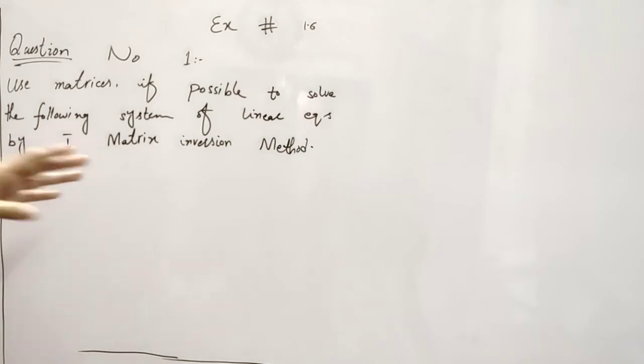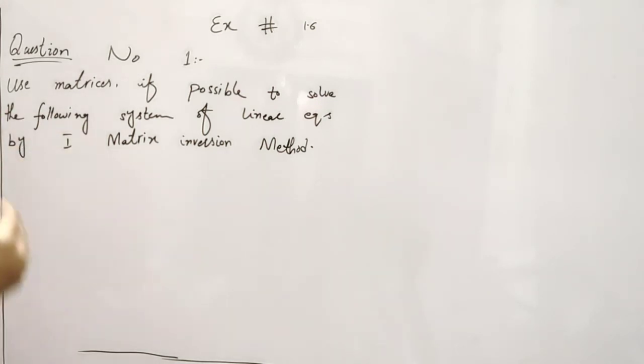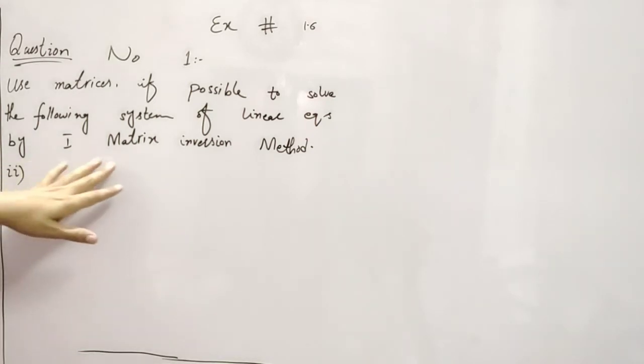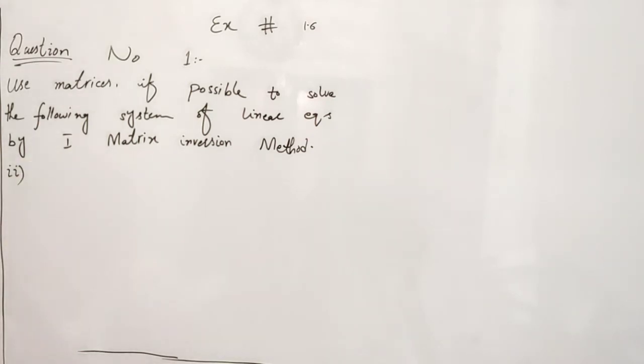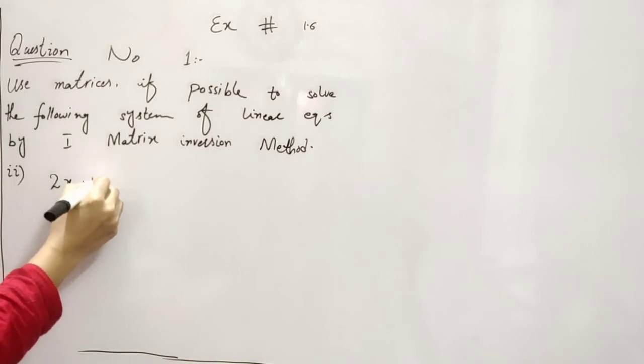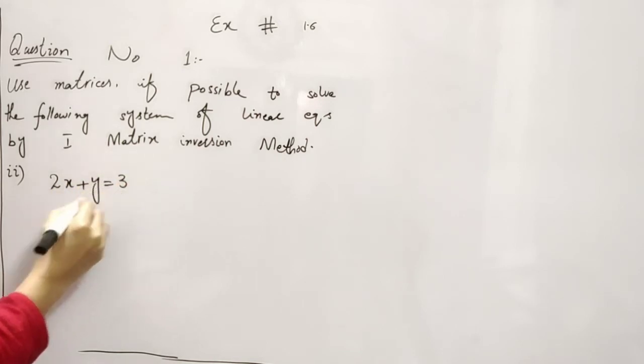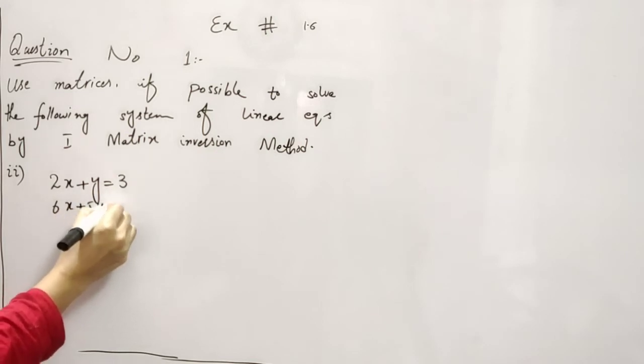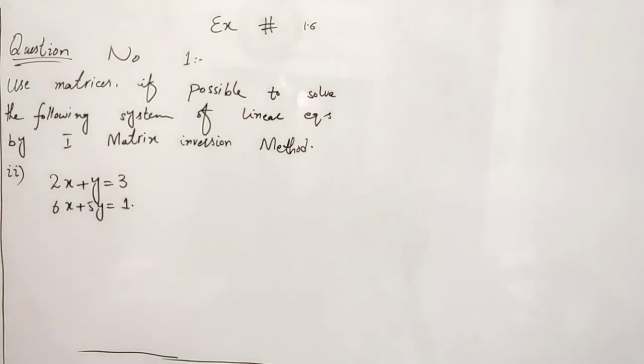We already learned about the matrix inverse method. Now we will solve the second part of question number 1 by the matrix inverse method. So the question is 2x plus y is equal to 3 and 6x plus 5y is equal to 1.